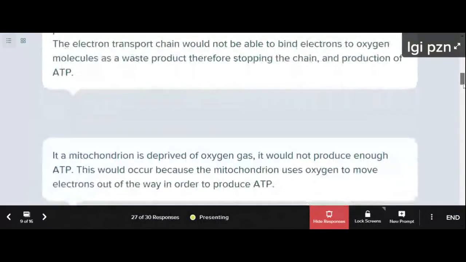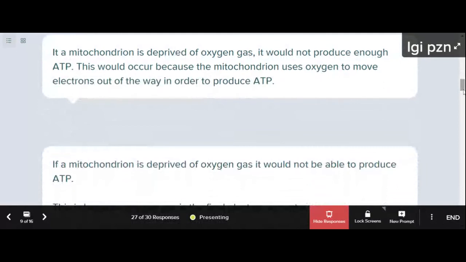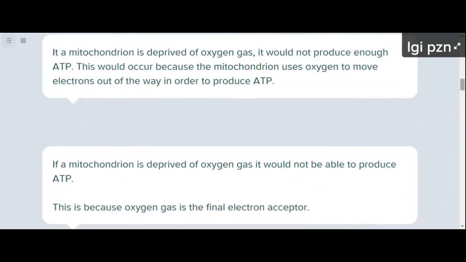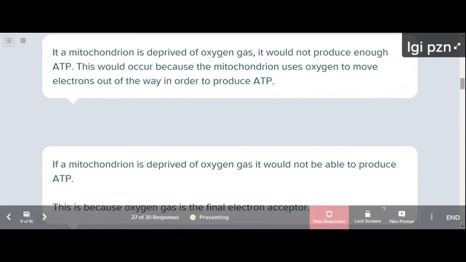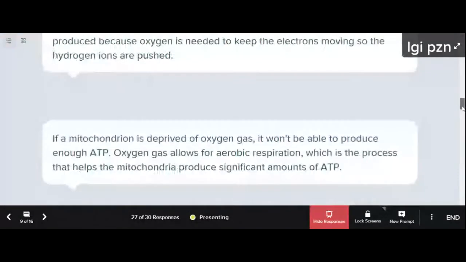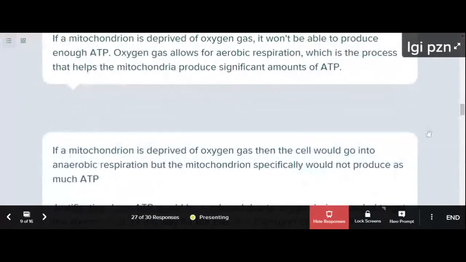Right. So those would be the key things that you would need, because oxygen is the final electron acceptor. That's one, because it keeps electrons moving through the electron transport chain. That's two. And the ETC is what maintains the hydrogen gradient, which is pushing the ATP synthesis to phosphorylate ADP. Remember all that? Okay, that was a mouthful.